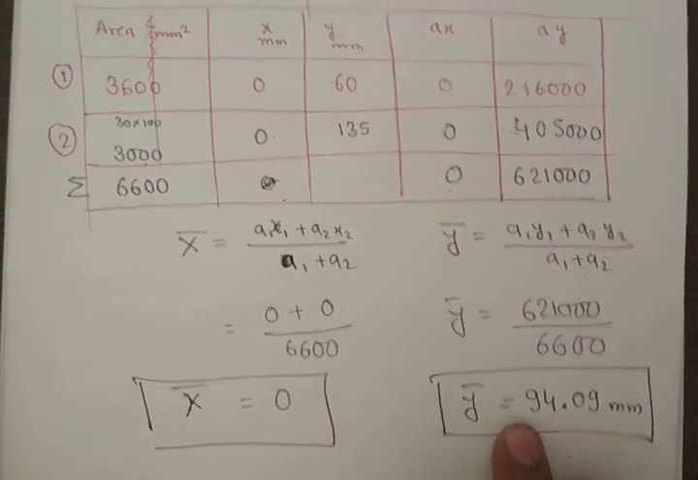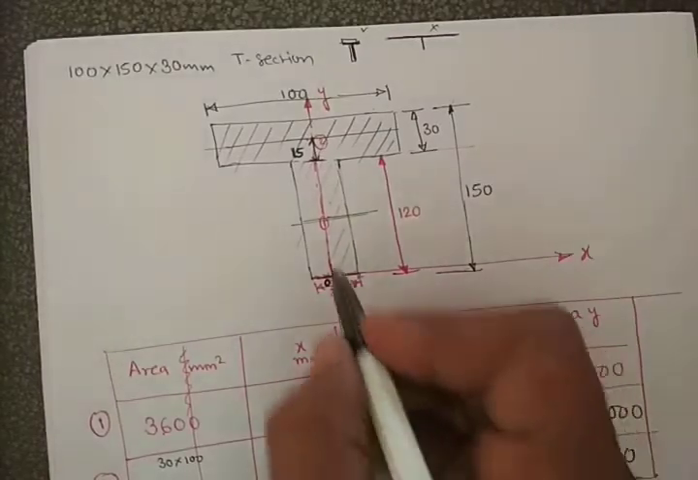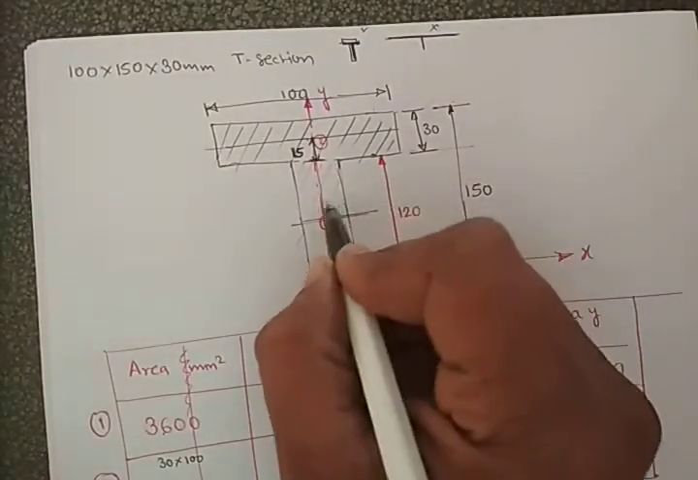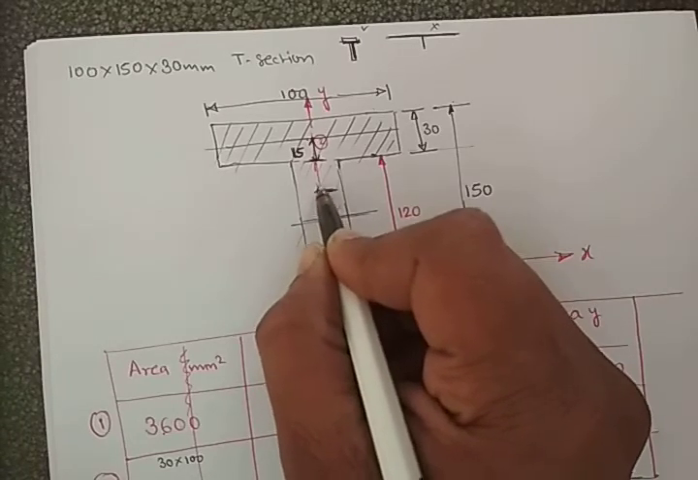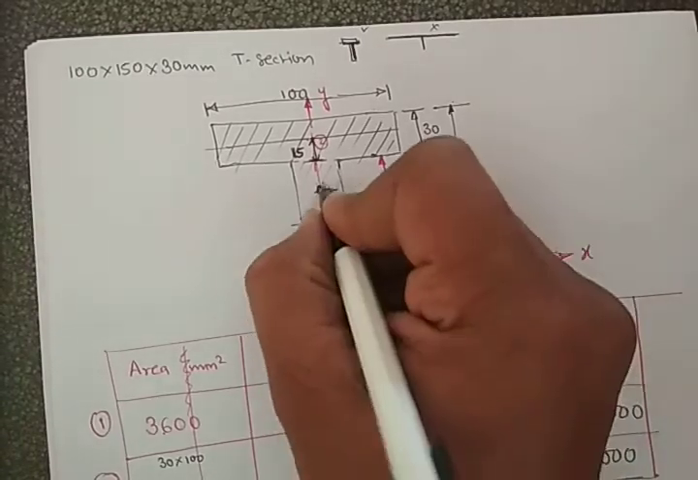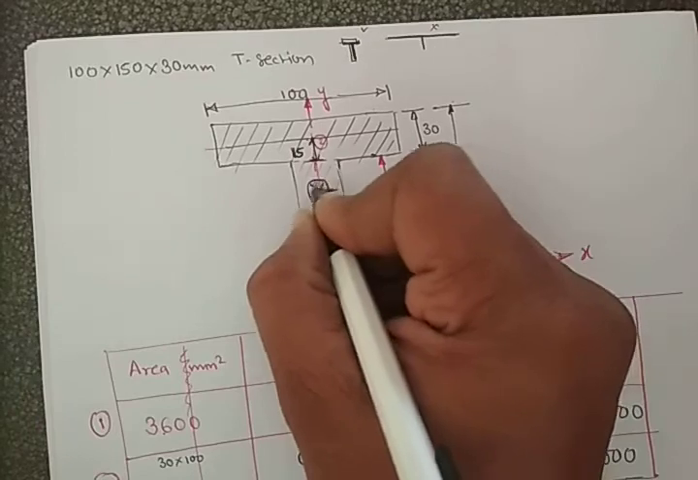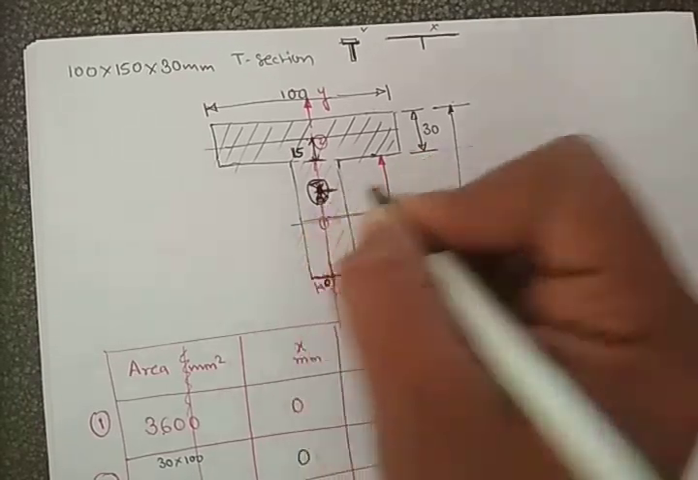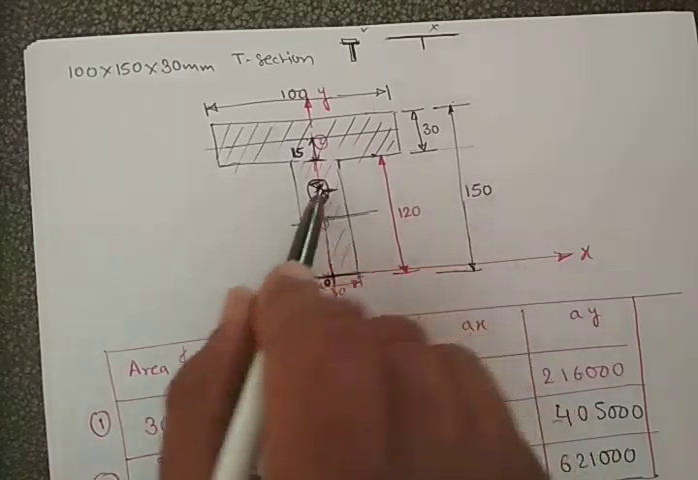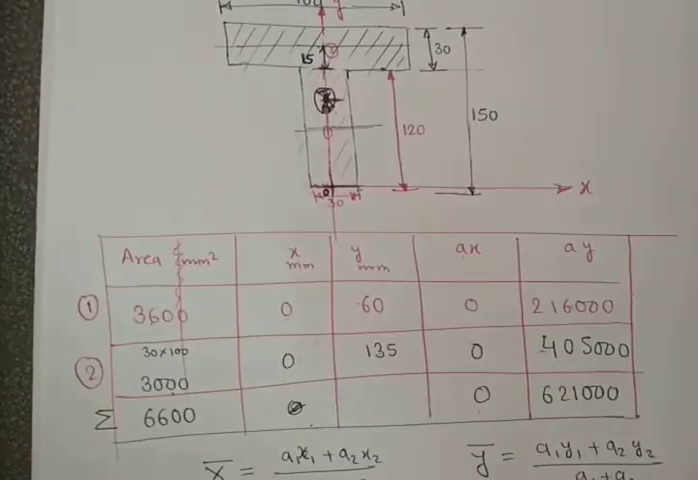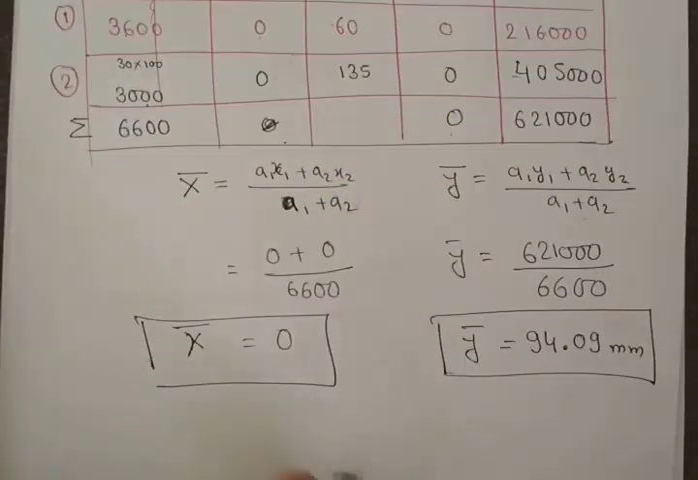So if you put a point somewhere, this is 120, no, 94 somewhere here. So if you mark any point over here, and if you balance the T section, it will be balanced. Okay, so this is called the centroid of the T section, x bar, y bar. Okay, thank you.